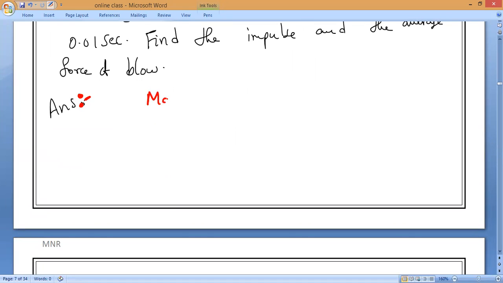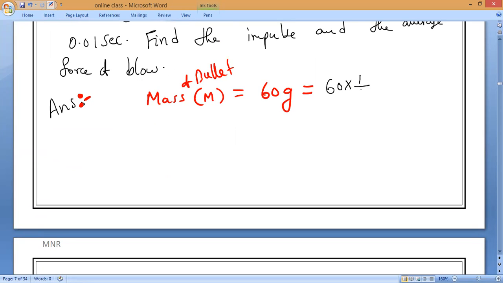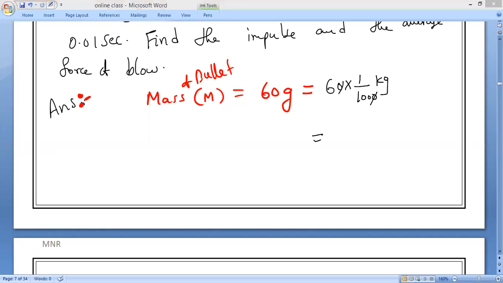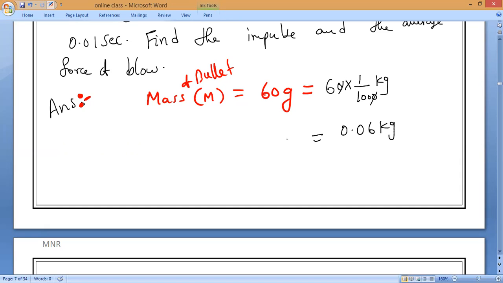First, given mass of the bullet, how much? 60 grams. Can we take 60 grams, or do we need to convert it into kilogram? You have to convert it to kilograms, sir. So 60 into 1 by 1000 kilogram. How much is it? 0.06 kilogram. Is it right or wrong? That is the mass.